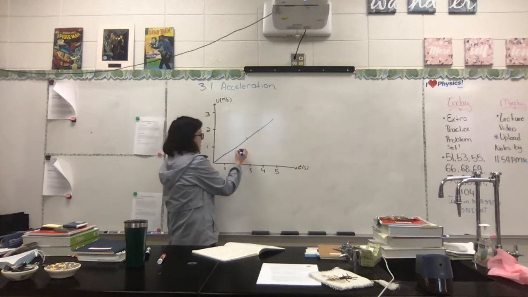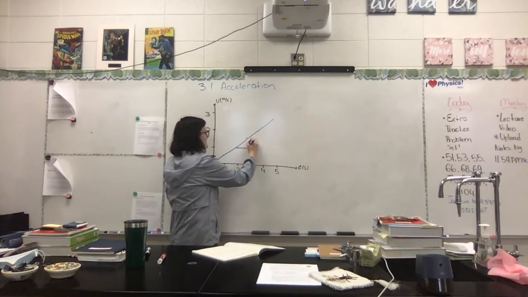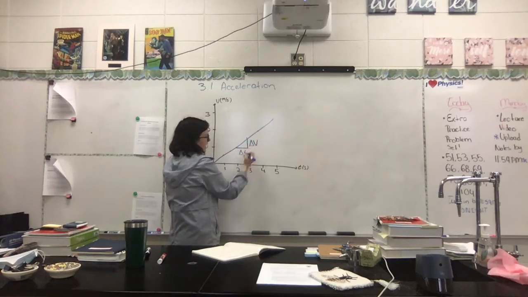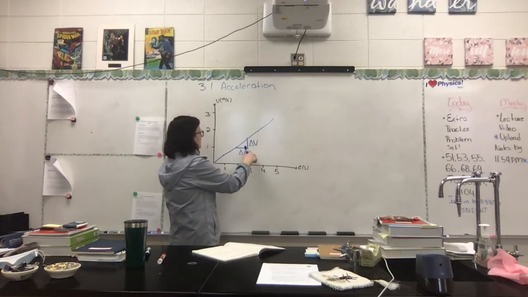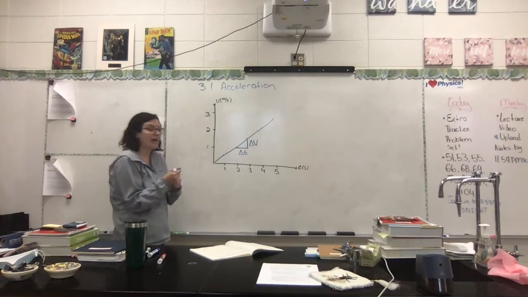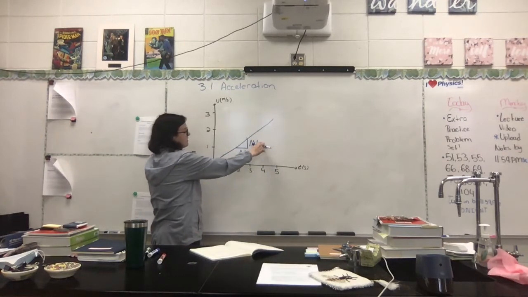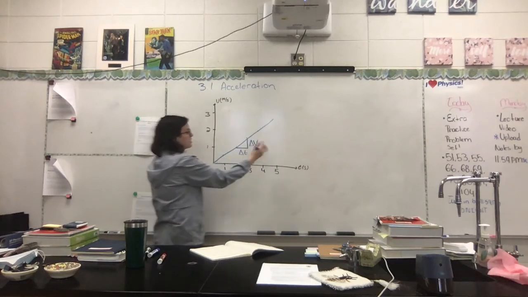So let's say we run from 2 to 3. That would mean we rise from 1 to 1.5. So our rise is our change in velocity and our run is our change in time. So we're going to do rise over run, okay? Our rise is our change in velocity, delta V. Our run is our change in t.